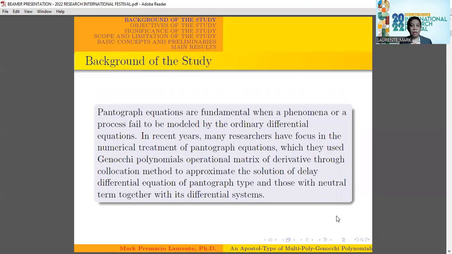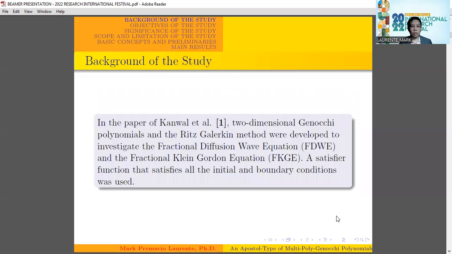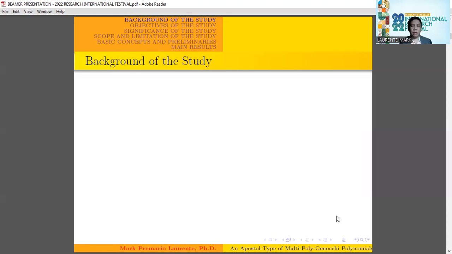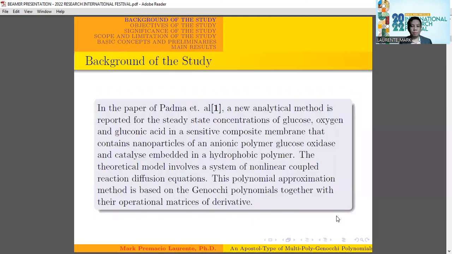I'm only given limited time, at most 15 minutes, so this is still quite long. Another researcher, Kanwal and others, worked on the two-dimensional Genocchi polynomials. And Padma and others also worked on the Genocchi polynomials in their study on the steady-state concentrations of low-dose oxygen and gluconic acid in a sensitive composite membrane that contains nanoparticles of anionic polymer, glucose oxidase and catalyst embedded in a hydrophobic polymer.